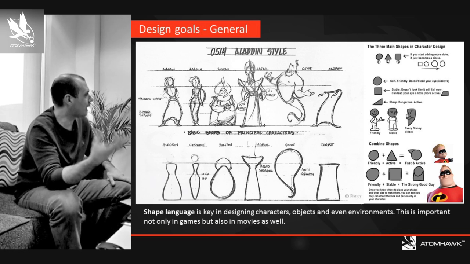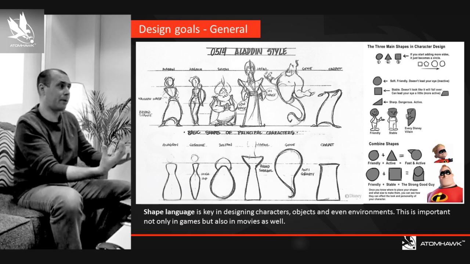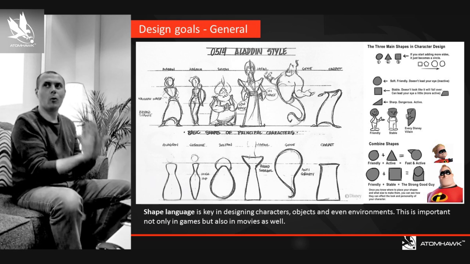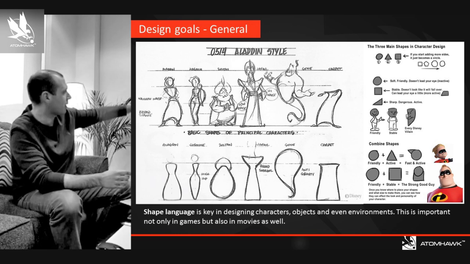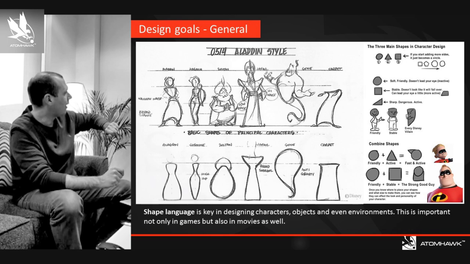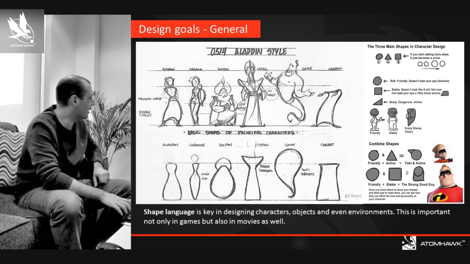But when you look at it, actually, all of the greatest character designs and even the greatest pieces of industrial design all put a lot of importance on shape language. So this is some stuff from Disney, and you can see in Aladdin, each of the characters had a very specific silhouette.